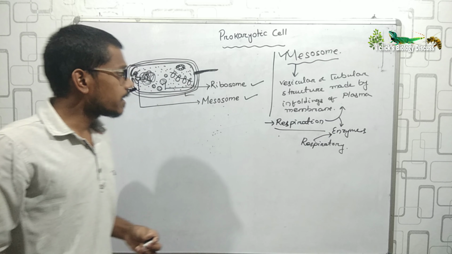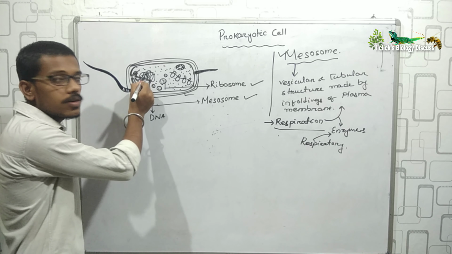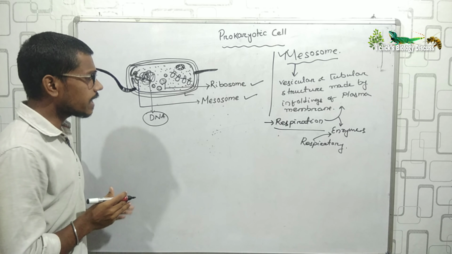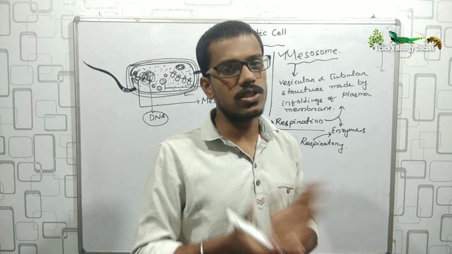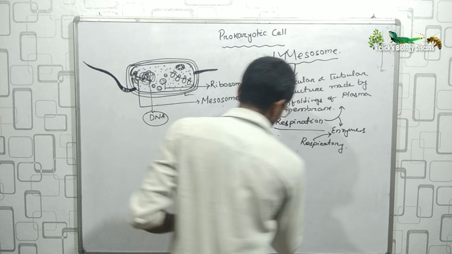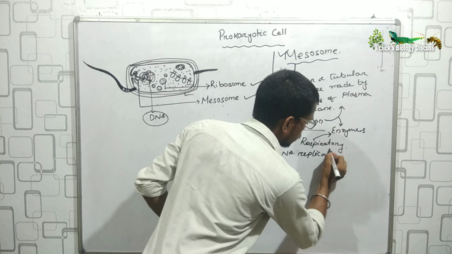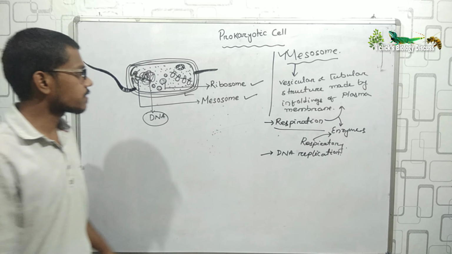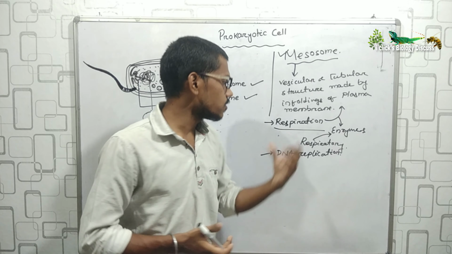And see here, the mesosome is attached with this DNA, the genetic material of the prokaryotic cell, so it is also believed that the mesosome may contain some enzymes which help in DNA replication in the prokaryotic cell. So another function of the mesosome is that it may help in the DNA replication process. So this is all about the mesosome.